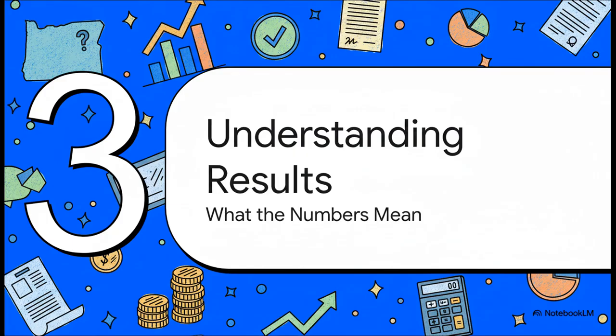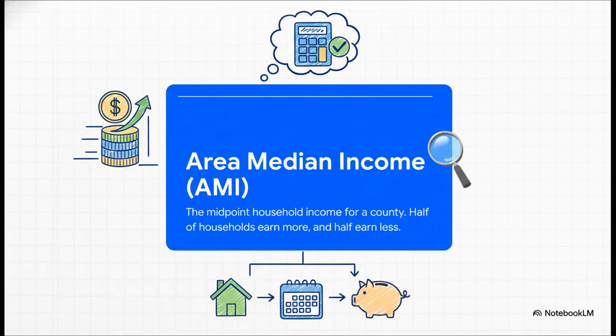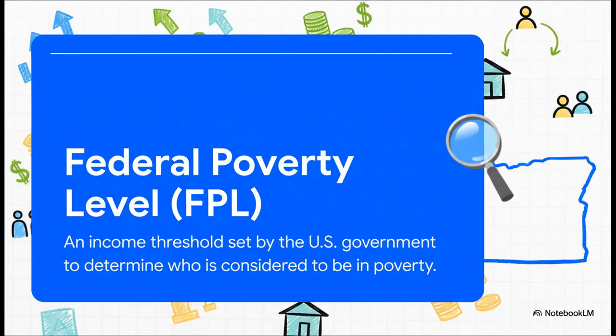Let's dig into that. First up, we've got area median income, or AMI. Just think of this as a local number. It's specific to your county, and it's basically the income midpoint. Half the households in your area earn more, and half earn less. And why does this matter? Well, a lot of housing and utility assistance programs base their rules on how your income stacks up against the local AMI. The other big number here is the federal poverty level, or FPL.